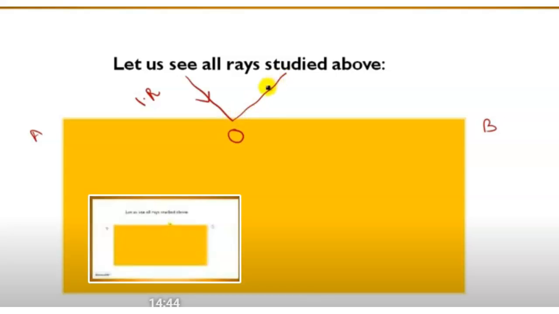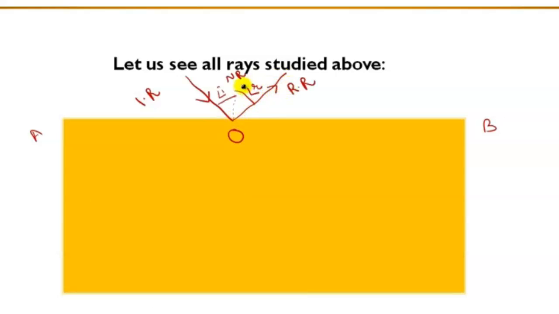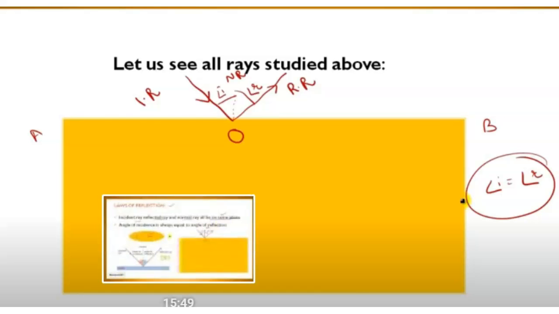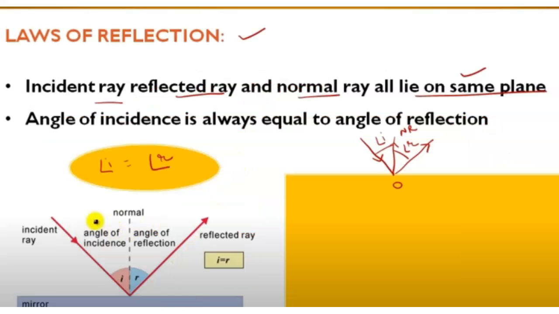So these are the rays. Let's see all the rays studied above. This is how the ray comes here. This is angle I equal to angle R. This is the law of reflection. We have already discussed the law of reflection. Incident ray, reflected ray, and normal are all in the same plane, means the plane is always the same. I have discussed all this in the previous lectures.